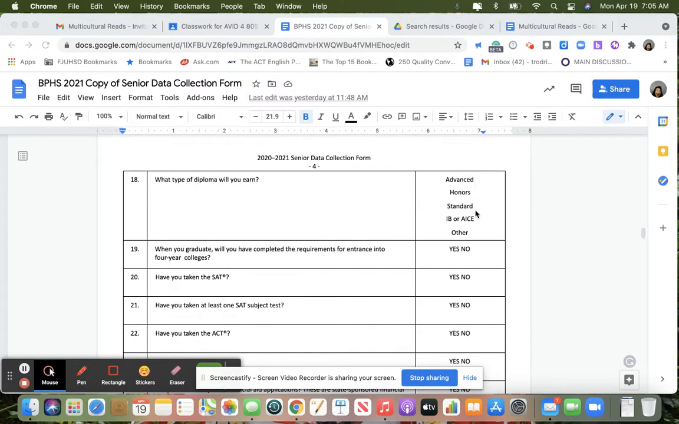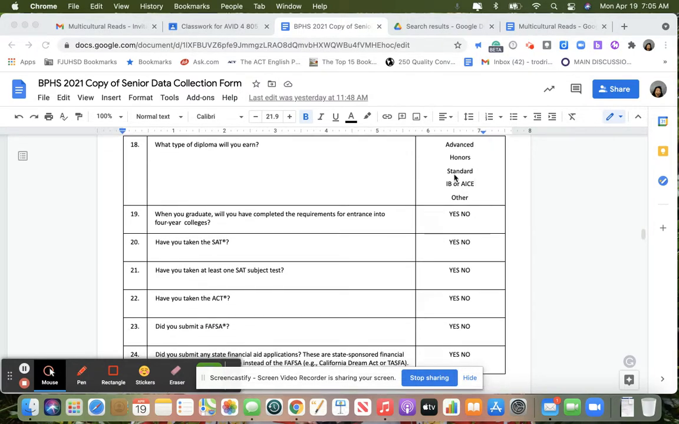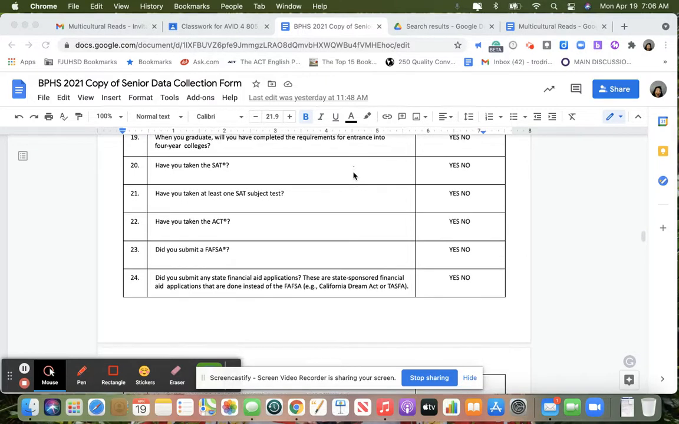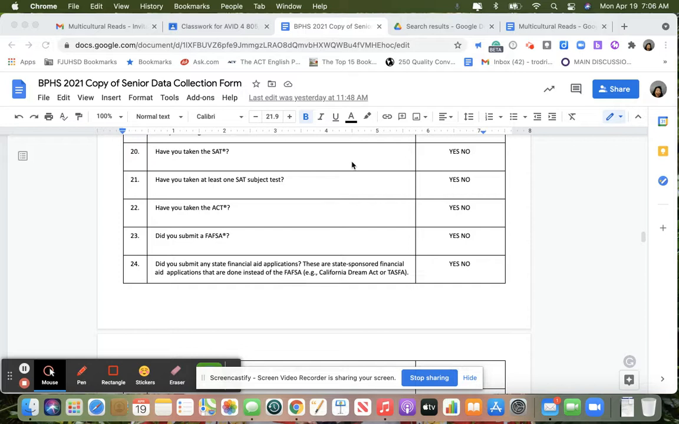Ideally, you will graduate on time this year, and you're earning a standard diploma. Number 19, hopefully you know the answer to with regard to your grad requirements. If you did not get a chance to take the SAT last year due to COVID, then please do make sure you check no. Same thing with your subject test and your ACT. Please only check those if you did have the time and the opportunity to take the test.